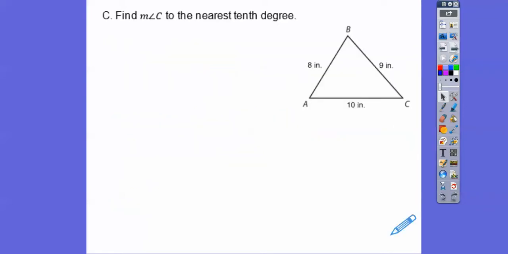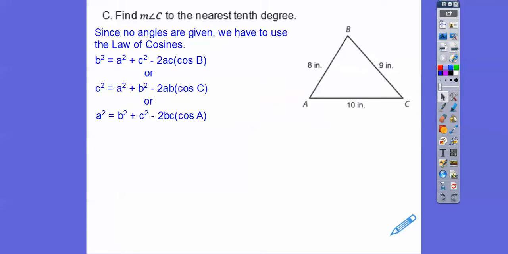Now find the measure of angle C to the nearest tenth here. We have to use the law of cosines because there is no angle given. The law of cosines is we take any side squared, and it equals the sum of the other two sides squared, minus 2 times the product of the other two sides times the cosine of the angle opposite the first side. Notice little b is opposite big B, little c is opposite big C, little a is opposite big A. Since we're looking for C, we're going to use this side squared equals this side squared plus this side squared minus 2 times this times the cosine of whatever that is.